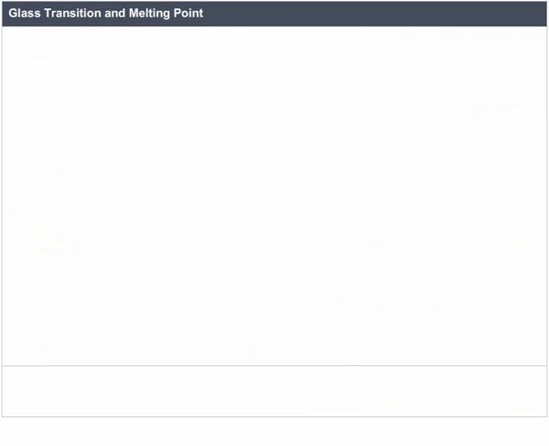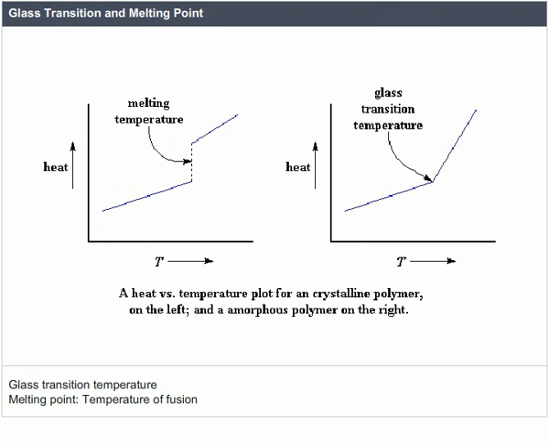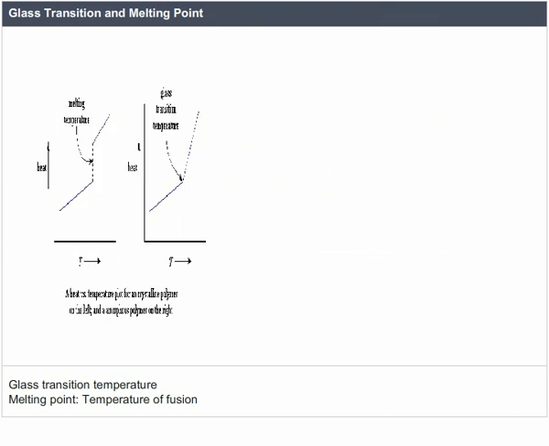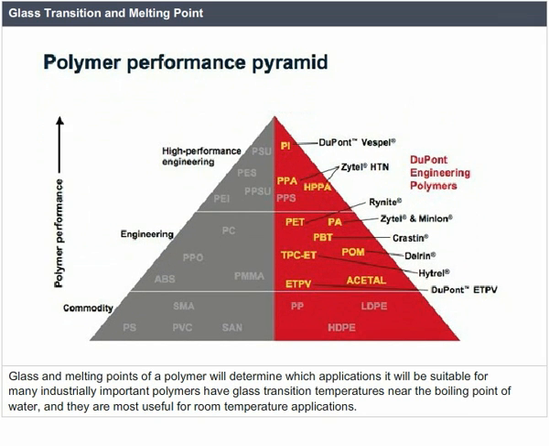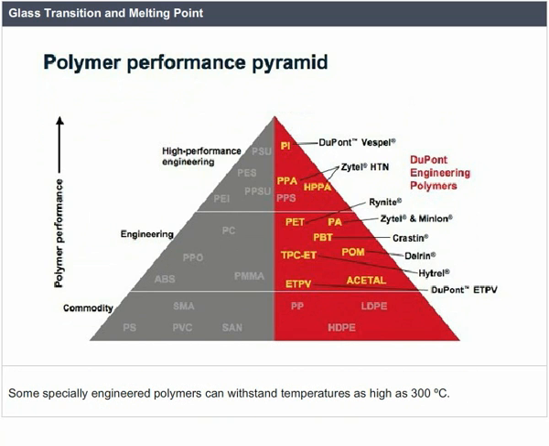Glass transition and melting point. Glass transition temperature, melting point, temperature of fusion. Glass transition and melting points of a polymer will determine which applications it will be suitable for. Many industrially important polymers have glass transition temperatures near the boiling point of water, and they are most useful for room temperature applications. Some specially engineered polymers can withstand temperatures as high as 300 degrees Celsius.